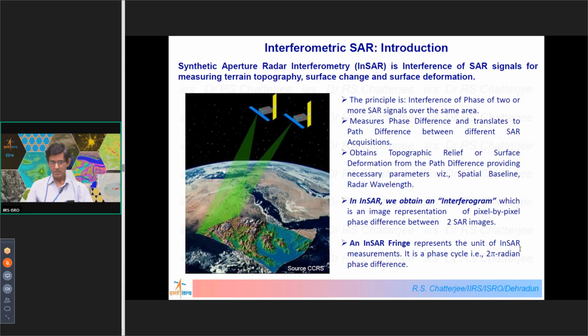In case of interferometric SAR, we get an interferogram or a differential interferogram. And what is that interferogram or differential interferogram? It is basically an image representation of the pixel by pixel phase difference. In case of a differential interferogram, it represents the phase difference due to the Earth surface deformation only.